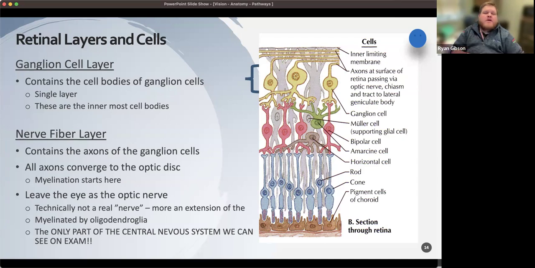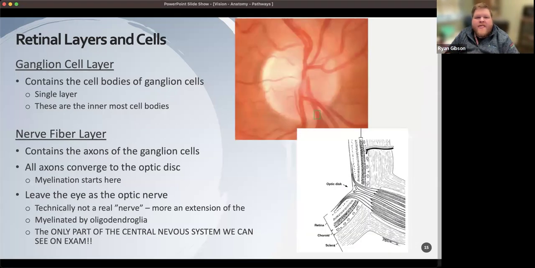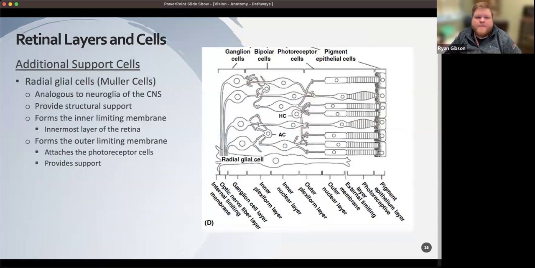All right. So keep in mind that this is the only part of the central nervous system we can see. It's technically not a nerve, but we're going to call it the optic nerve. And this is the only part where it's going to be myelinated, there at that disc. All right. And this is the optic disc. So we're going to dive deeper into that optic disc, which remember is where all of these axons of the retina are going to converge and start to myelinate.